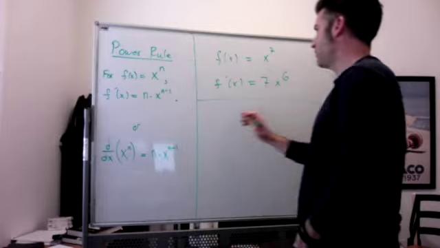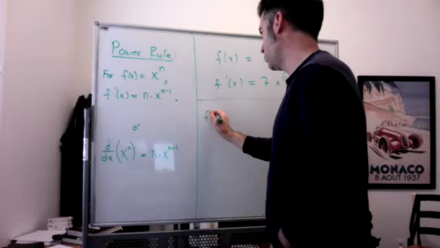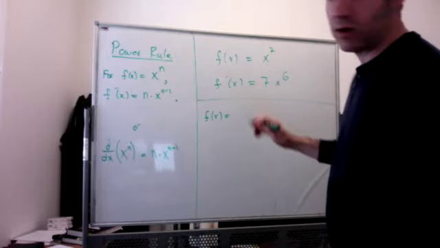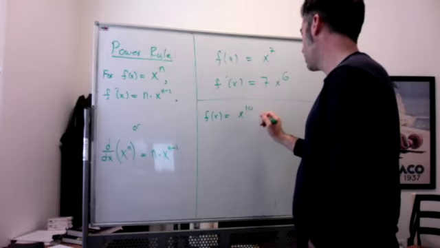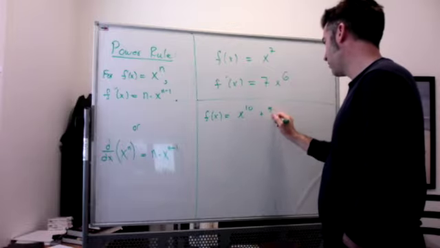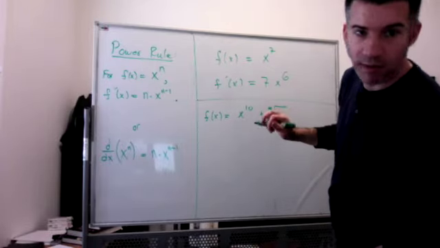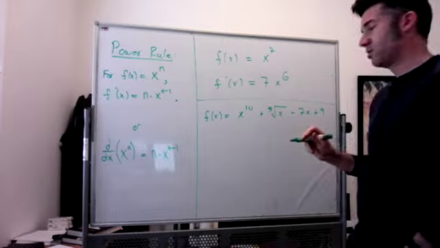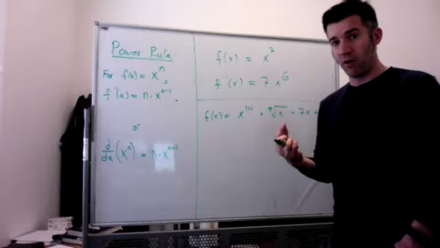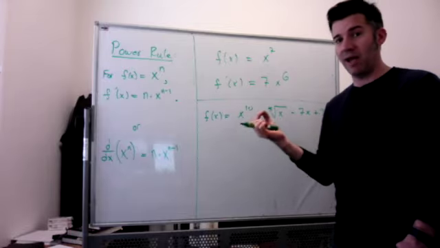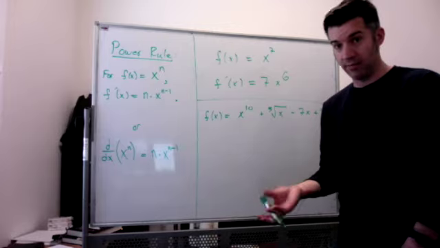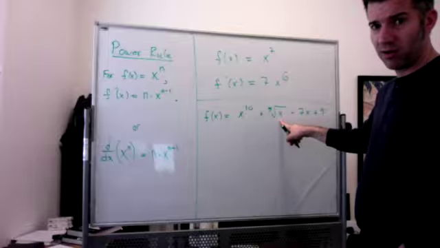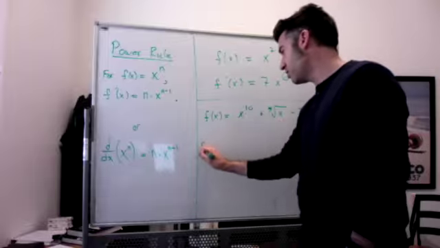So what if instead my function was something like f of x equal to x to the 10th plus the 5th root of x minus 7x plus 9. Typically, before we use the power rule, we want to write everything as x to a power, if we can. The only problem here is that I don't have x to a power. The fifth root of x, I need to rewrite that.